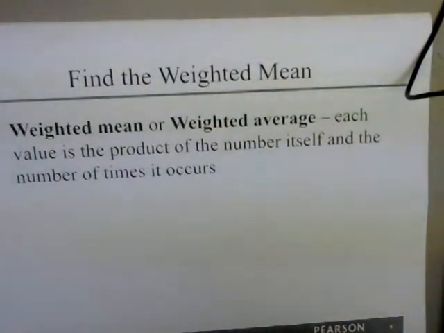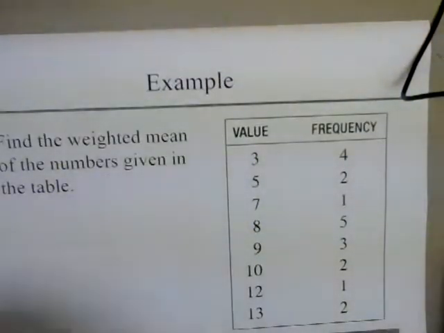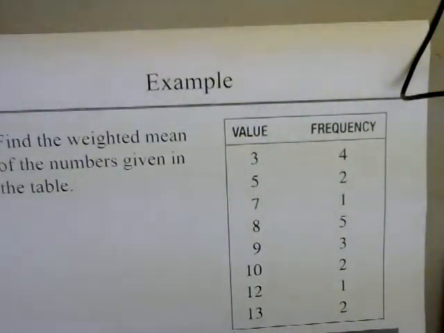So let's talk about finding the weighted mean. The weighted mean, sometimes called the weighted average, you calculate by taking each value and multiplying it by the number of times it occurs. So here's an example. Let's say we want to find the weighted mean of the numbers given in the table.